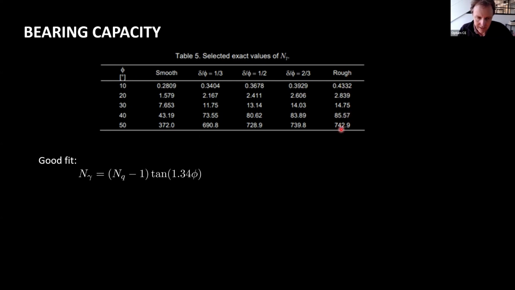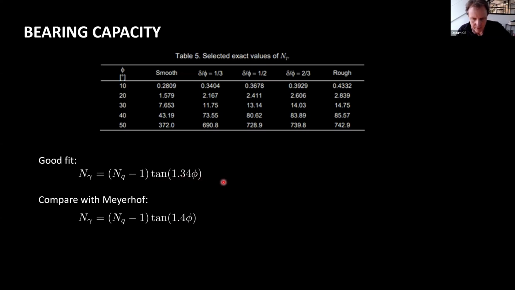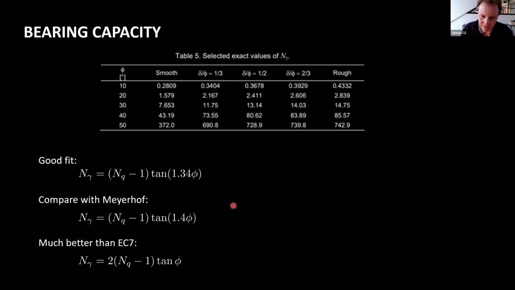Tabulated values of N gamma. A very good fit is this one here. I like this one a lot because it is kind of very similar to Meyerhof's N gamma. There's the factor of 1.4. If you reduce that to 1.34, you get a very good fit to the exact N gammas. And in any case, it's definitely much better than the one that is currently in use in Eurocode 7. I hear it's going to be updated to something that's a little less wrong, but I think it would make sense to just update it to the exact. But as I said, don't hold your breath.